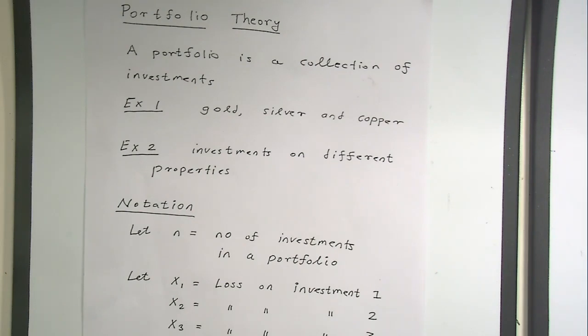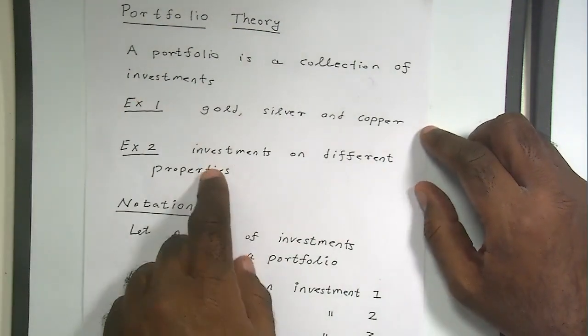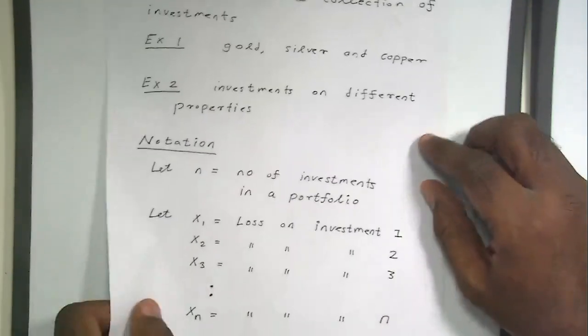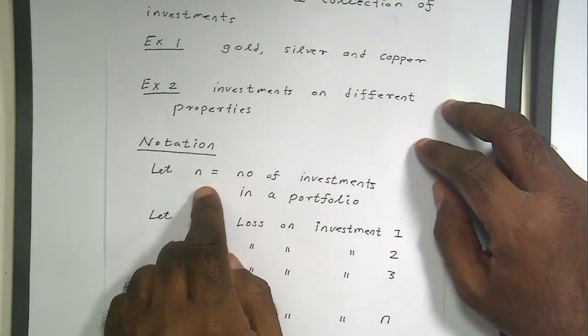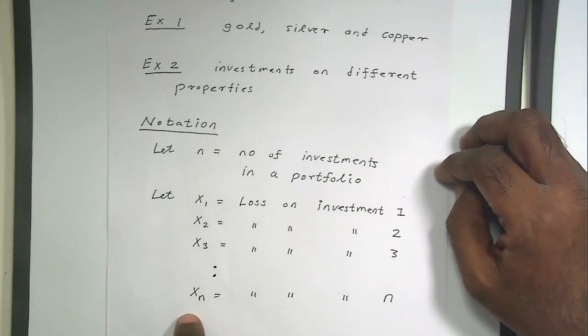Okay. So last week, just to summarize, we started talking about portfolio theory. Portfolio is as I explained. Listen, guys. A portfolio is a collection of investments. So these are two examples. The notation n denotes the number of investments. X1 to Xn denote the losses in the n investments, right?